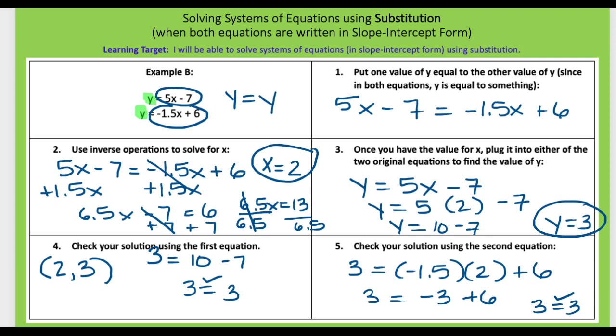So since both of these checked, I can feel confident in knowing the solution to my system of equations is 2, 3. I'm trying to highlight it here. Let's do one more example together to help you feel confident with substitution.